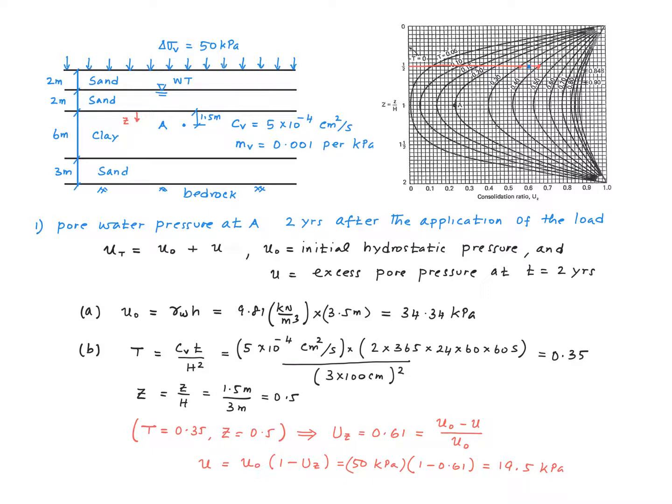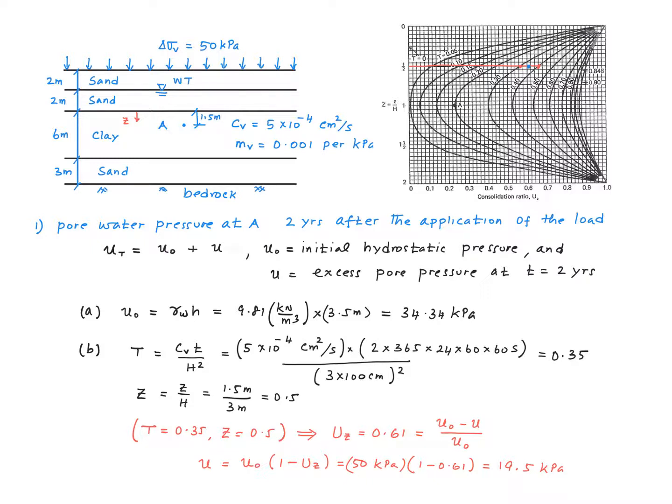And since the coefficient of consolidation is given in centimeters squared per second, we want to convert the time into seconds. So I multiply 2 by 365 and then 24 and then 60 and then 60 again. And so that'll give me the time in seconds. And this is a doubly drained problem. We have sand here, and therefore H to be used in this equation is 3 meters, half of the thickness of the clay layer. Once again, we want to convert that into centimeters so that this centimeter squared and this centimeter squared will cancel out.